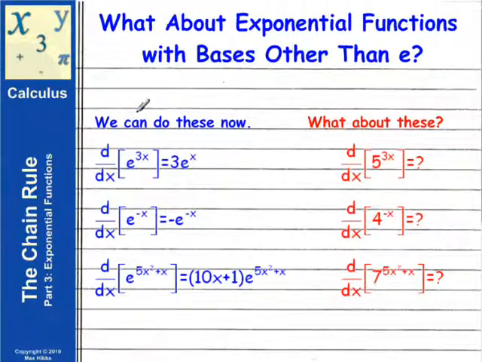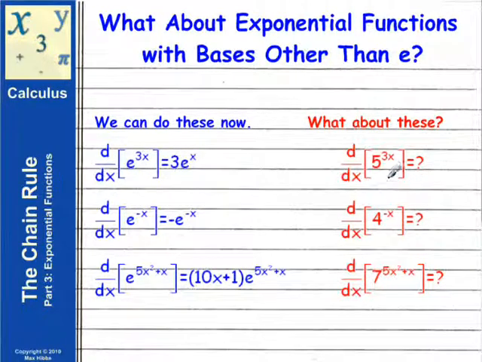Well, we've been finding derivatives of e to powers. What about bases other than e, that is, some other number to a power? So we know how to find the derivative of e to the 3x. We use the chain rule, or e to the negative x, we use the chain rule, or e to a power 5x squared plus x, we use the chain rule.